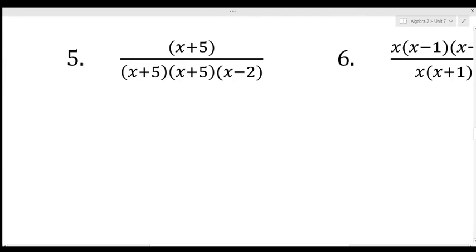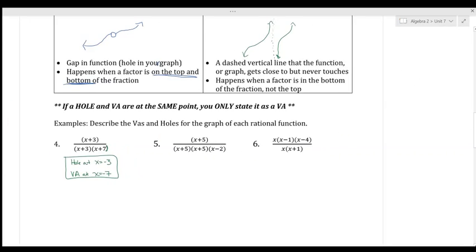Now, number 5, we have x plus 5 on top, then we have an x plus 5 on the bottom, another x plus 5 on the bottom, and an x equals negative 2. So, we have a hole at x plus 5, but then we also have a VA at x plus 5. So this is where that little love note I wrote comes in: if a hole and a VA are at the same point, so in this case they're both at x equals negative 5, because if we set this equal to 0, it becomes x equals negative 5, you only state it as a vertical asymptote.